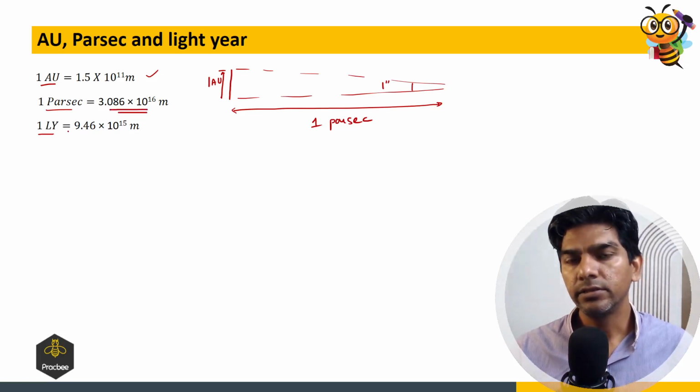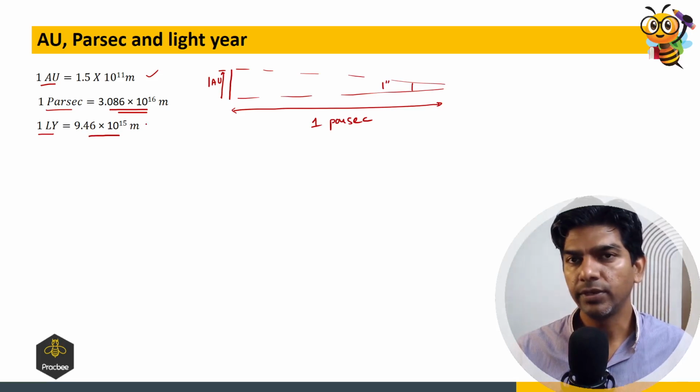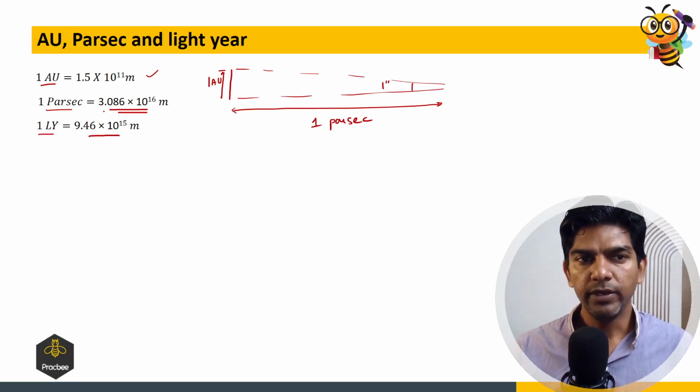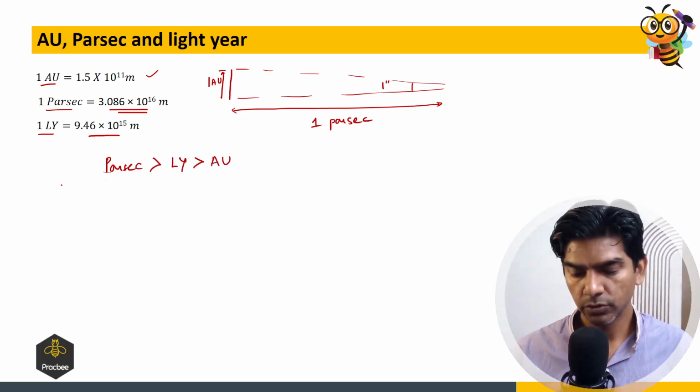And 1 light year is the distance traveled by light in 1 year, and it will be 9.46 into 10 raised per 15. Now if we compare these, then we can say parsec is greater than light year, and light year is greater than astronomical unit. So this is the order.